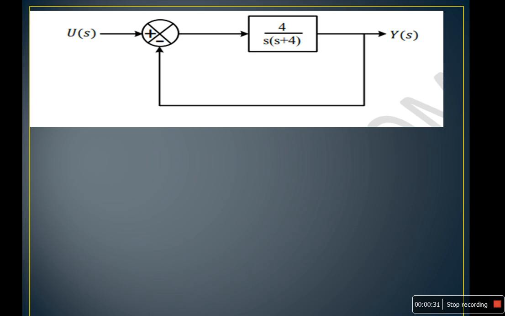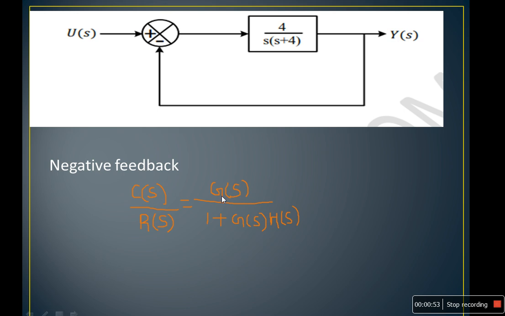If you observe this block diagram, here we are having the negative sign. That means here we are having the negative feedback. So in order to eliminate the negative feedback path, we have one formula, that is G(s) by 1 plus G(s) into H(s), where G(s) is nothing but the forward path gain. Here in this diagram the forward block is this one, and H(s) is the feedback.